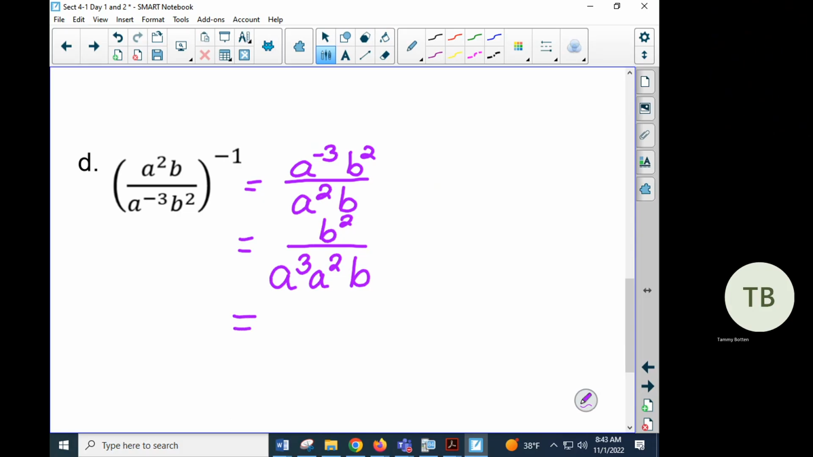Okay. Now, what happens if you have 2 b's on top and 1 b on the bottom? What would you have left? Just a b, where? On the top. And what is a to the 3rd times a to the 2nd? A to the, do you add those or multiply? 5th, right? You add them.